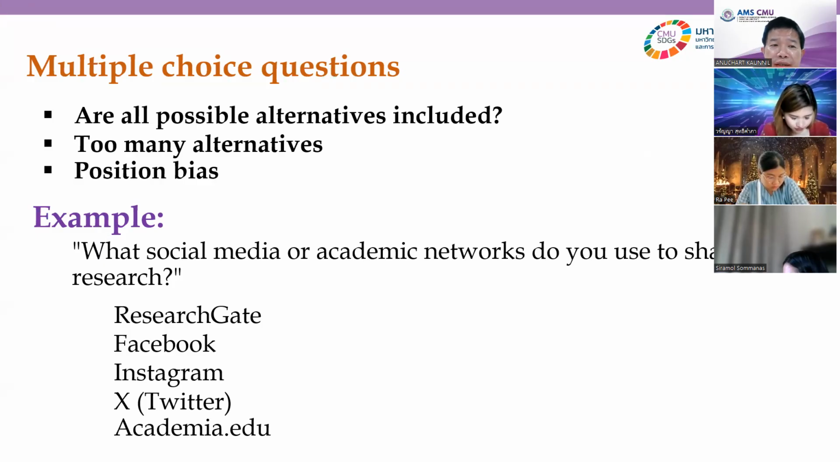Multiple choice question is open, or possible alternatives include too many alternatives. The position sometimes is biased. Presumably, what social media or academic network do you use in research when you get a publication, what are you going to show? ResearchGate, you know, Facebook sometimes, Instagram. To me, I don't have Instagram. I used to have Instagram, but now I forgot my password already.